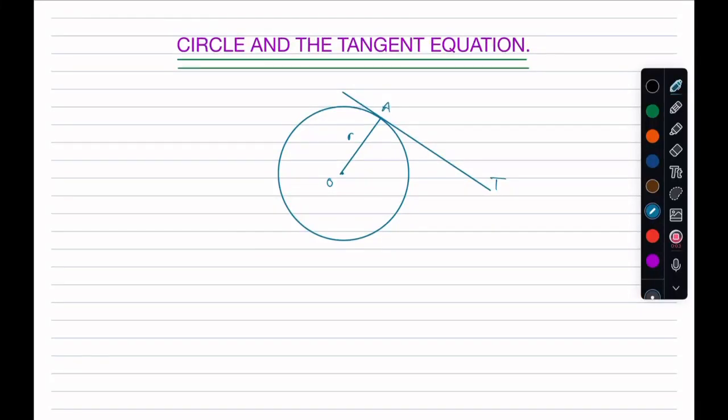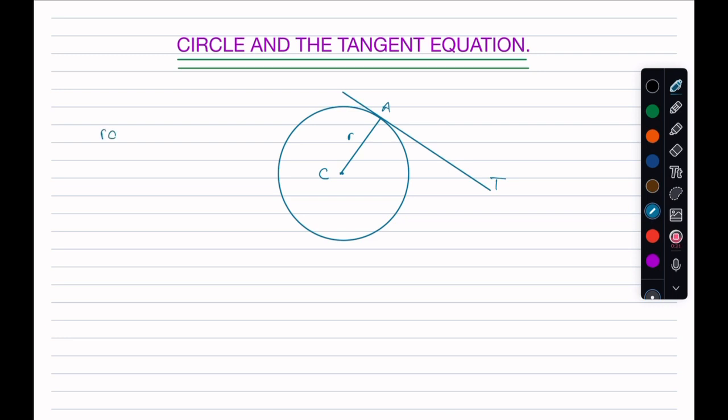Circle and the tangent equation. Now, if a circle is given to us with center, let's say, a point C, and if I join this center to point A, at which there is a tangent also passing through A, so I know that CA is the radius of the circle.